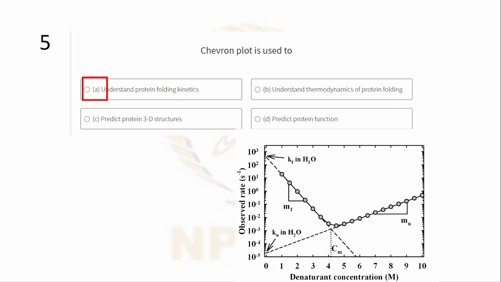Sir, one more point. When I said the order, Ku, that is the unfolded constant, is 10 power minus 5, and Kf, the folded state, is around 10^3 or so. So around 10 to the power of 8 is the order for these constants. That's what surprised me a little bit. That's all.